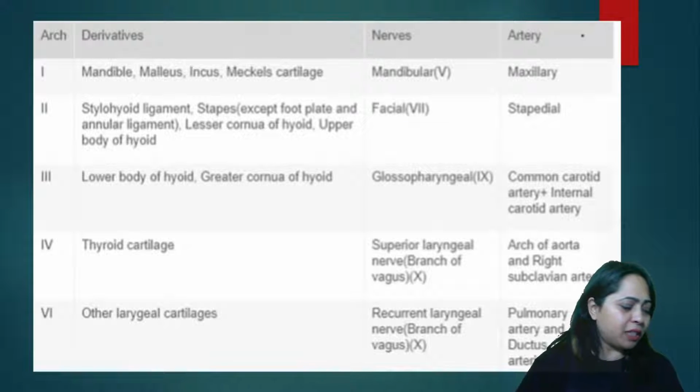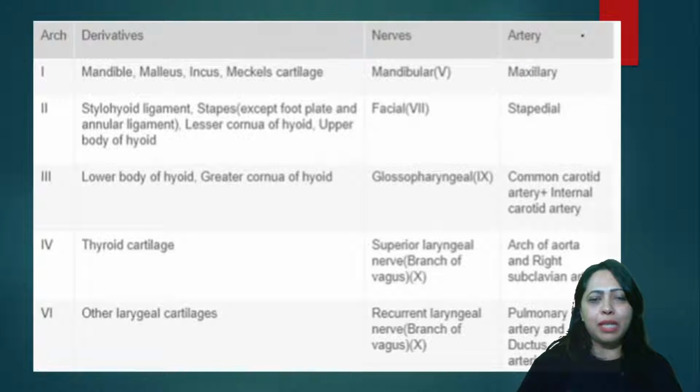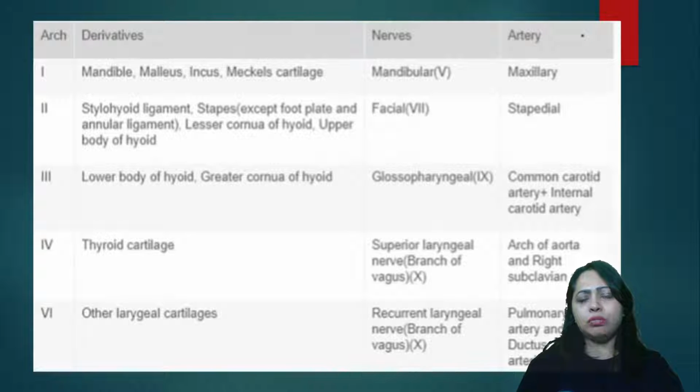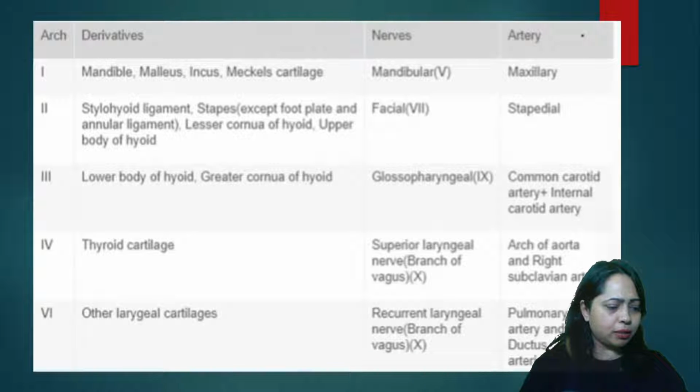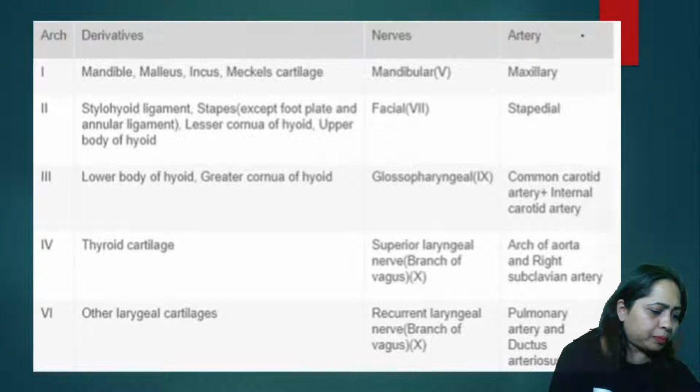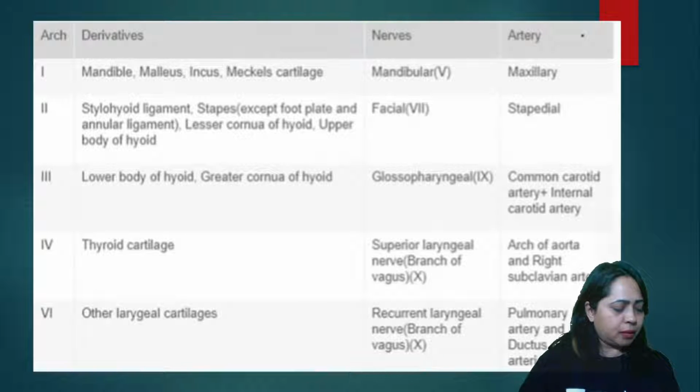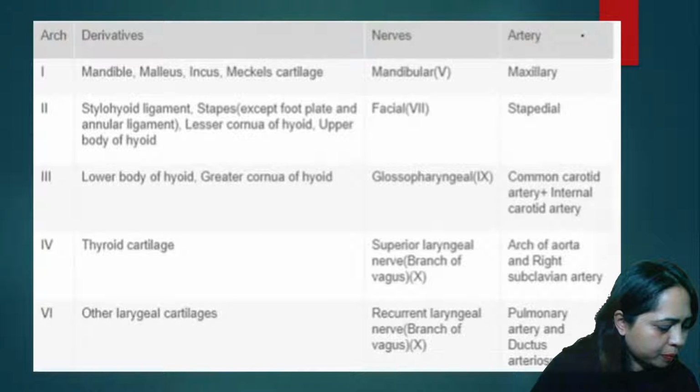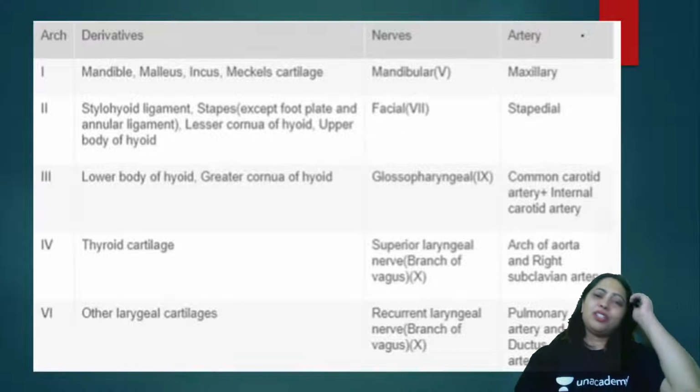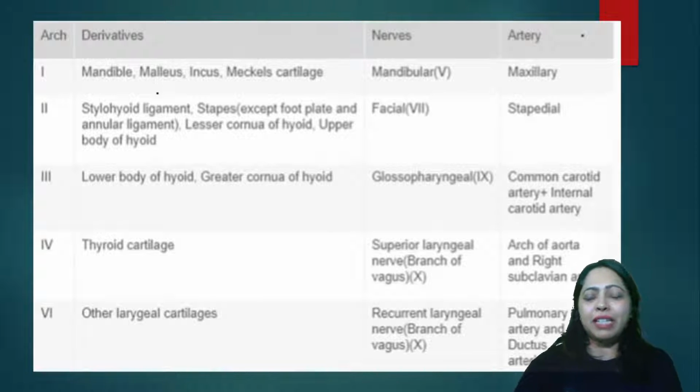Here are some of the derivatives that we can see from the various things. We have malleus, incus, Meckel's cartilage, and whatnot. We have many, many things. Let's see if there is anyone who has any questions. Yes, Ajit, you are right. You have been answering the questions. The answer is A. I hope you also understood how to justify your answer. It's always important that you learn to justify your answer. Correct? So here is the next one.